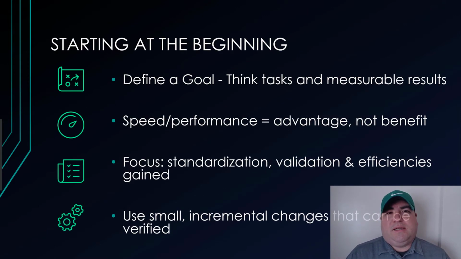So let's get into the actual presentation itself, right? Starting at the beginning. I try and warn everybody: you want to define a goal. For all things automation, or for anything that you're trying to work through as a project, think tasks and measurable results. You want to know where you're starting, you want to know where you're going, you want to have that goal, but ideally you want to have milestones along the way. This becomes critical when you're doing things in automation, because you want to break down these steps into small components and things that you can actually measure.